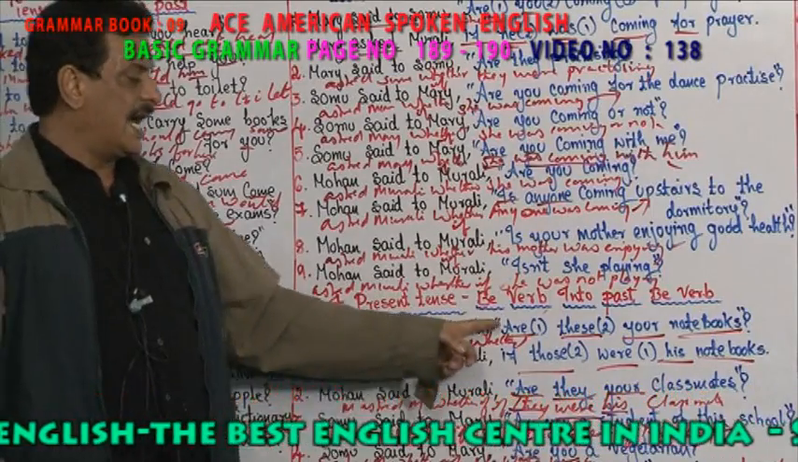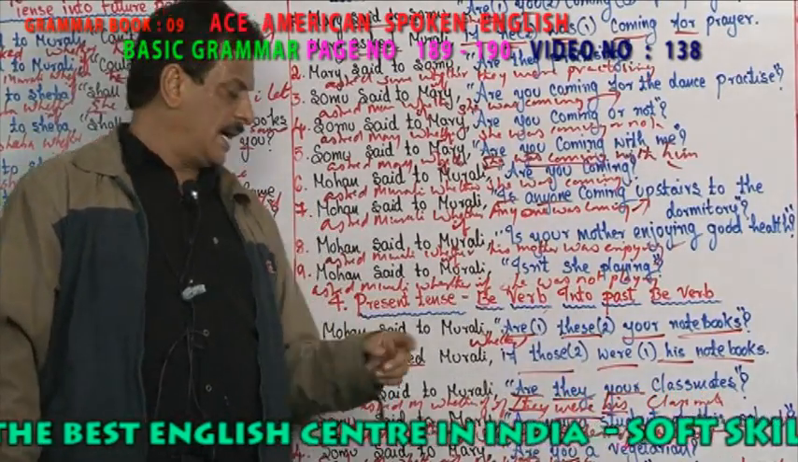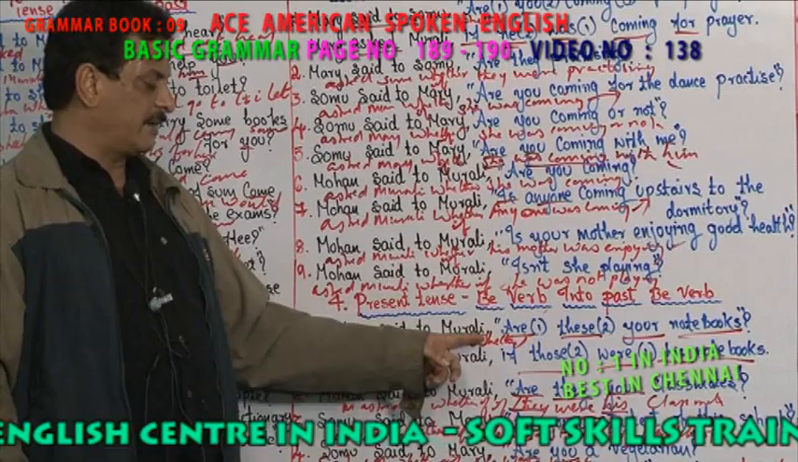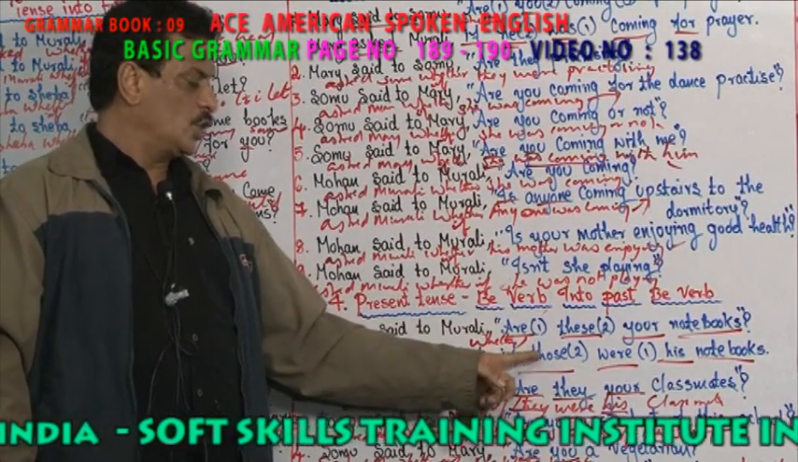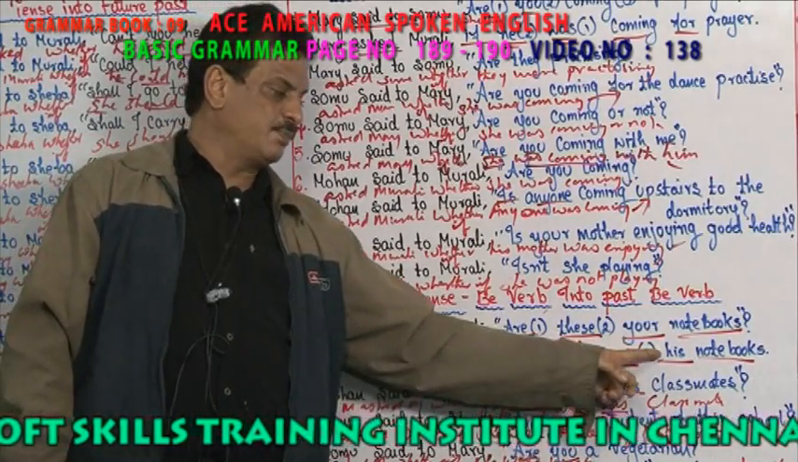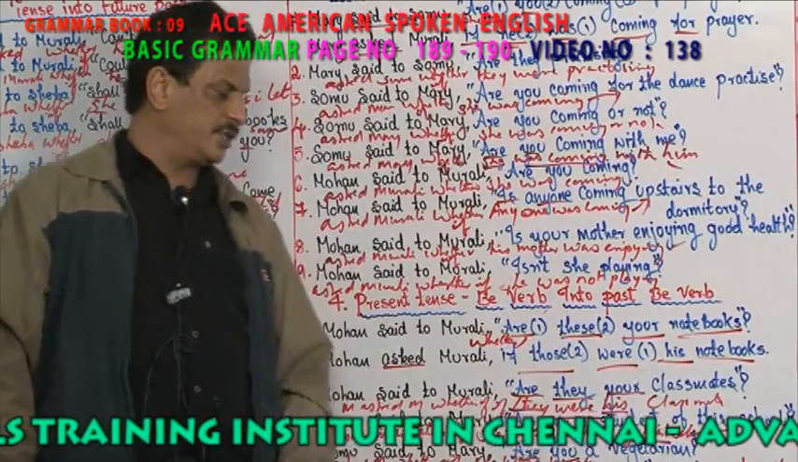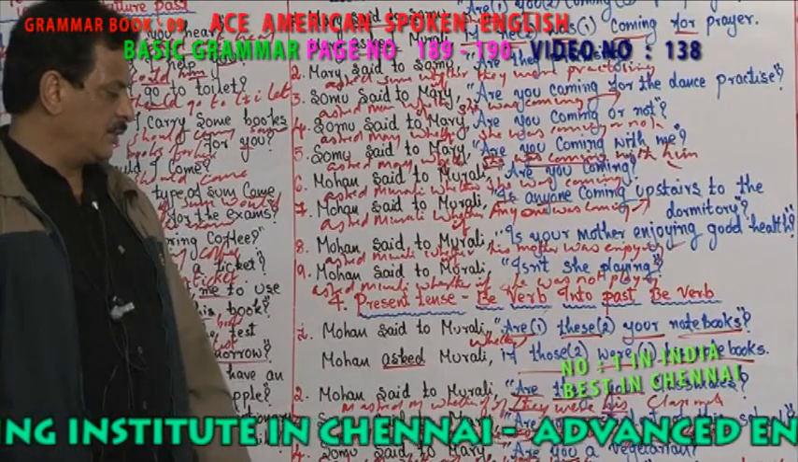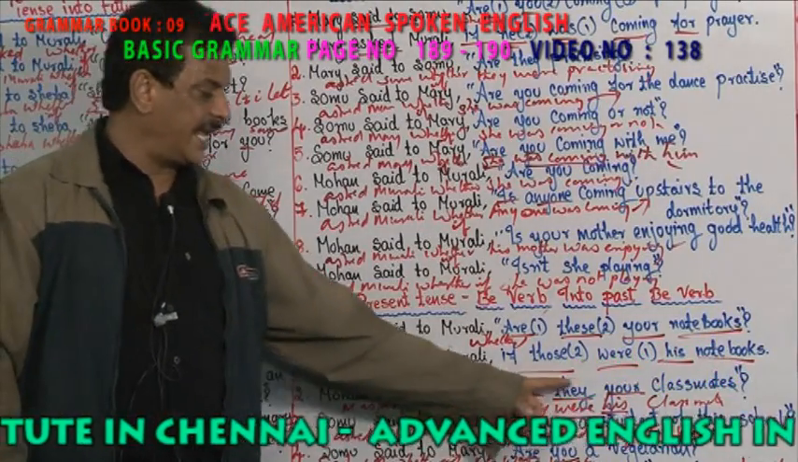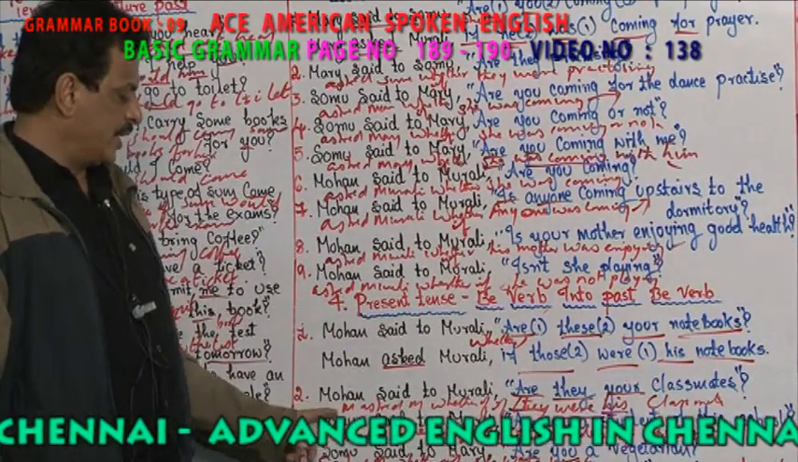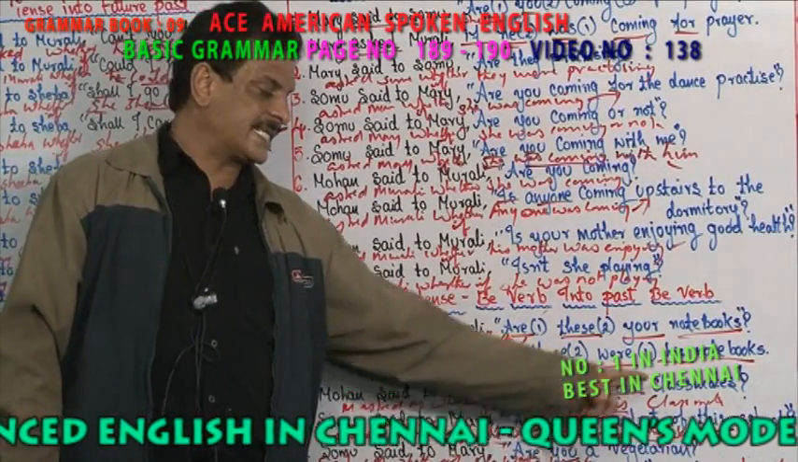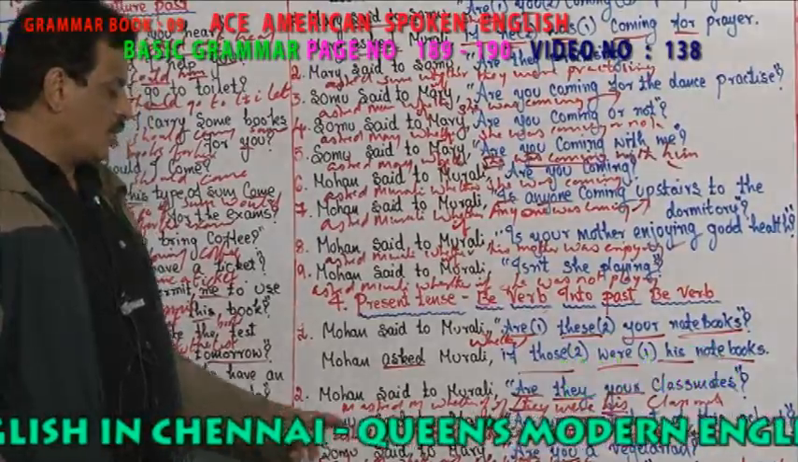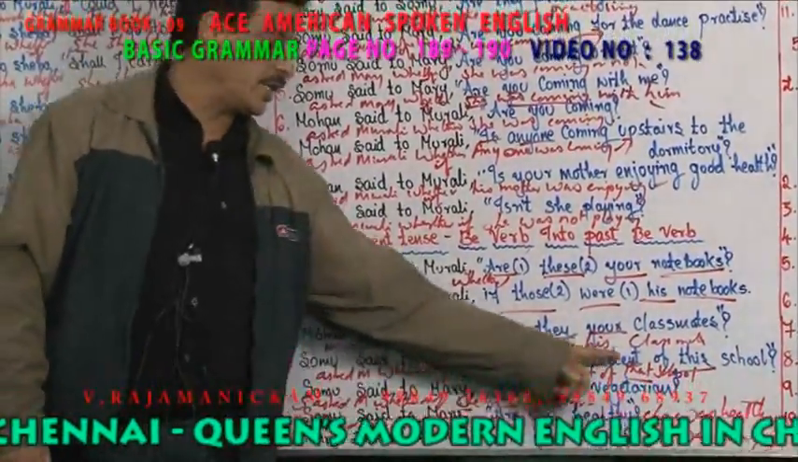Mohan said to Murli, are these your notebooks? ஆக இங்கே Mohan asked Murli whether அல்லது if போட்றீங்க. These books என்பதற்கு those ஆக மாறிவிடுகிறது. Those are என்பது were, is books, your books என்பது his notebooks என்று மாறிவிடுகிறது. ஏனென்றால் Murli ஒரு ஆண்மகன். Mohan said to Murli, are they your classmates? So Mohan asked Murli whether or if they were his classmates என்று மாறிவிட வேண்டும். Somu said to Murali, are you a student of this school?